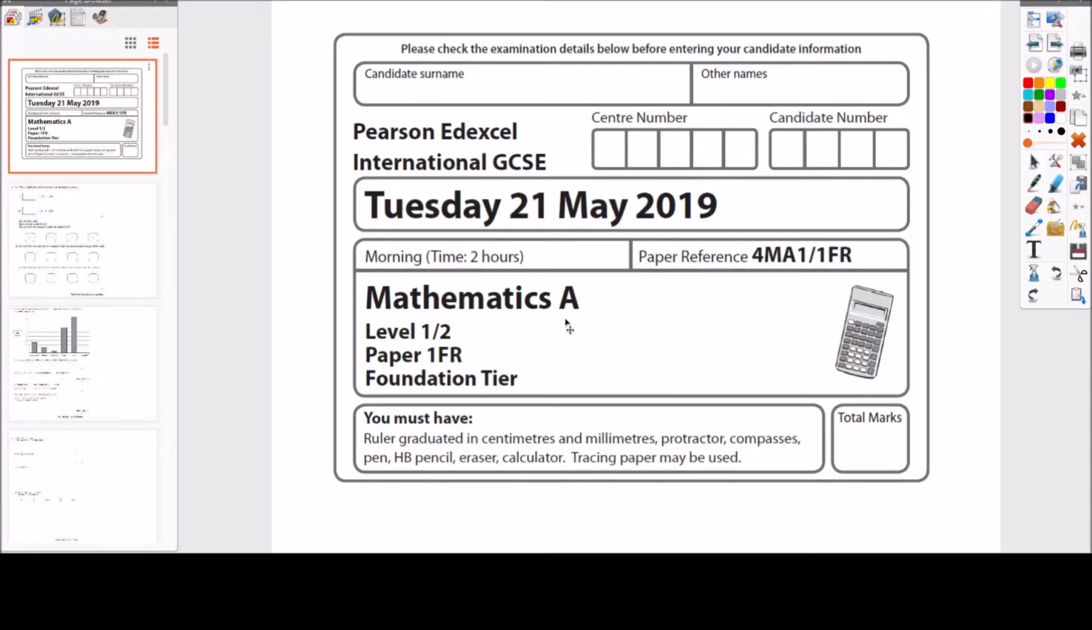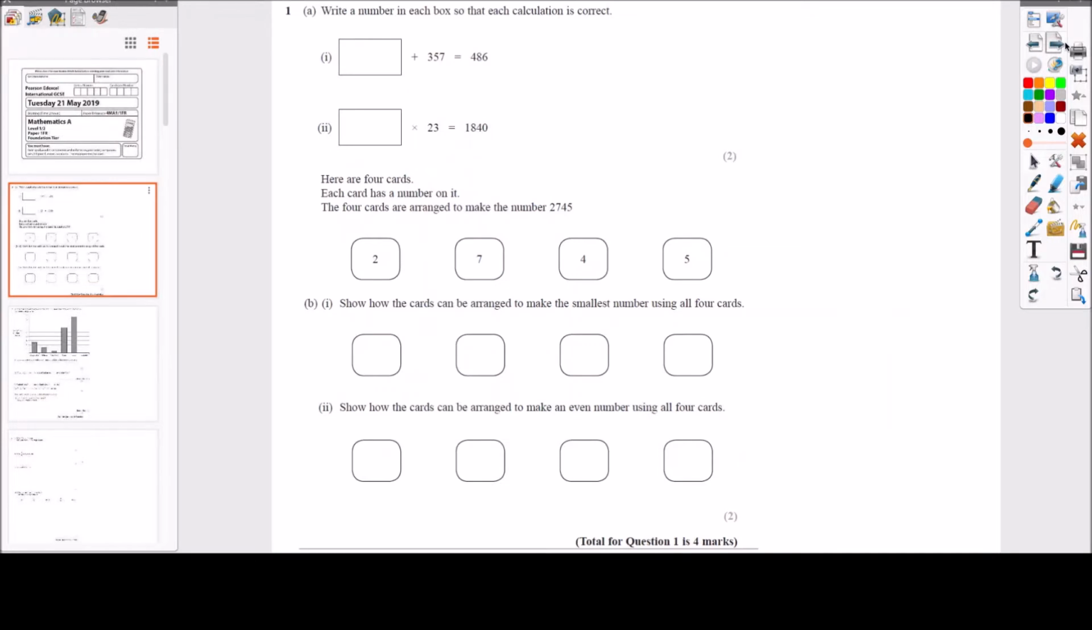So here we're going to work through the IGCSE foundation paper, but it's the R paper. It's the paper that would have been taken by overseas candidates from the 21st of May 2019. So question 1, write down a number in each box so that each calculation is correct.